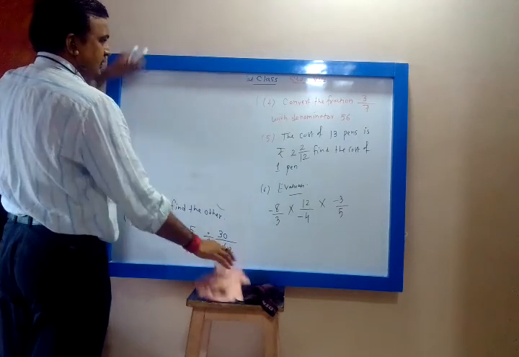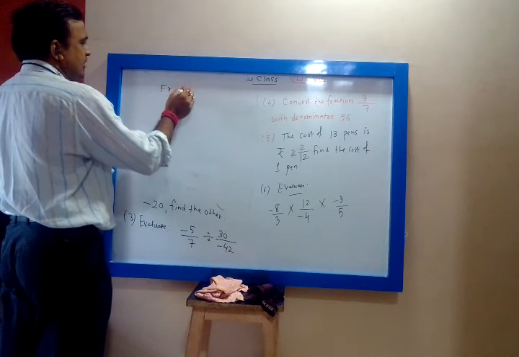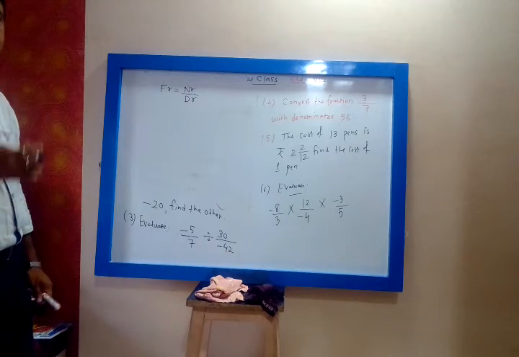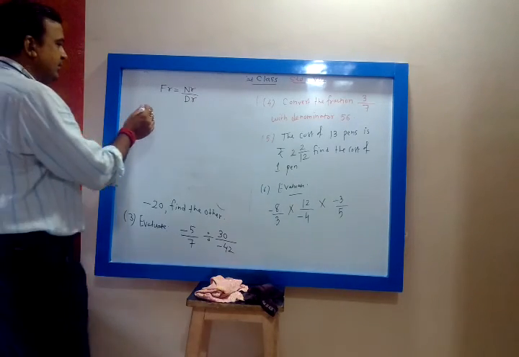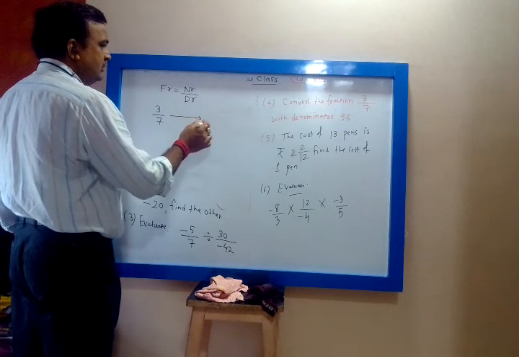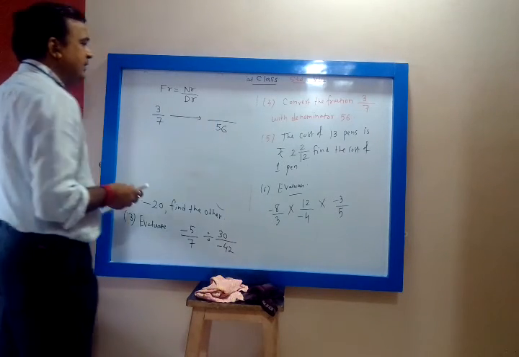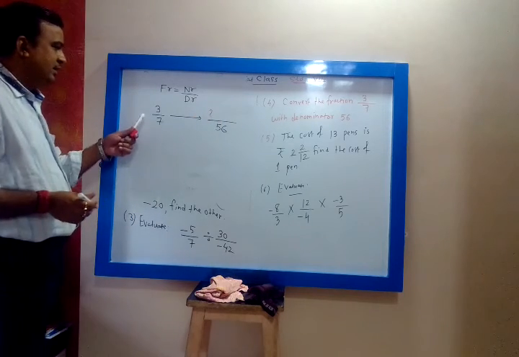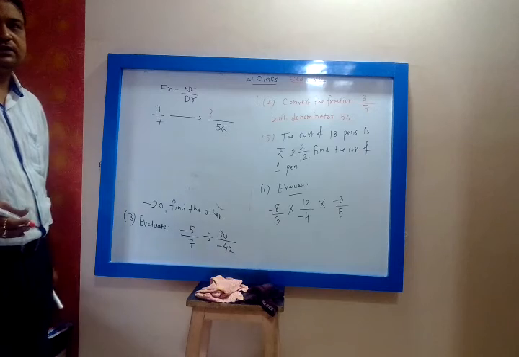So, remember, fraction means numerator upon denominator. The upper part is numerator, the lower part is denominator. So now we want to convert the fraction 3 upon 7 to the fraction whose denominator is 56. So numerator we have to find. So now see the denominator. Fraction 3 upon 7 becomes numerator upon 56.